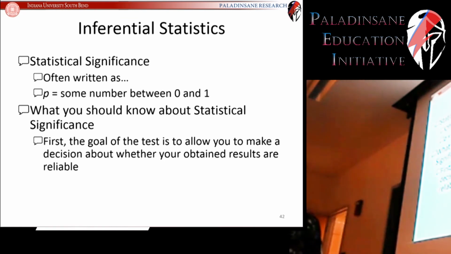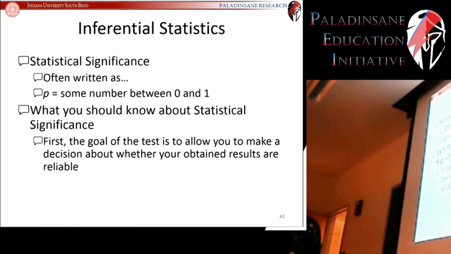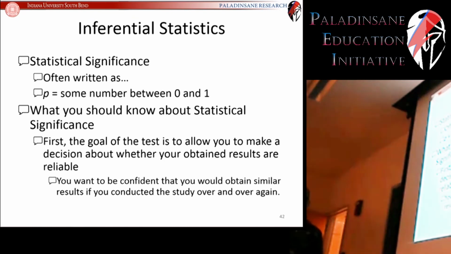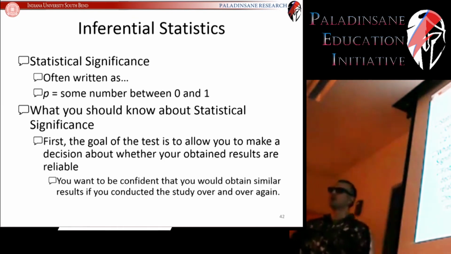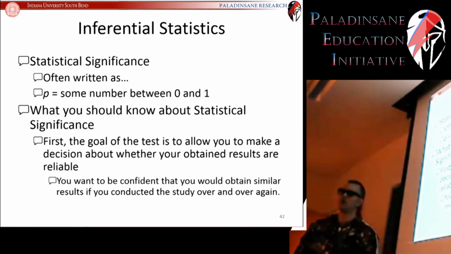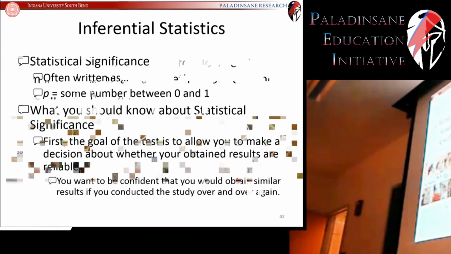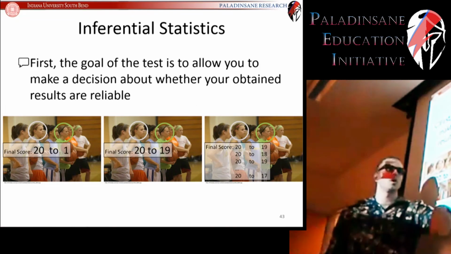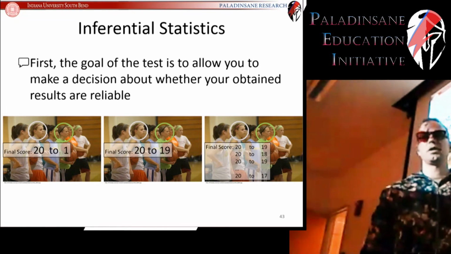So that's what statistical significance means. It's a test to allow you to make a decision about whether your obtained results are reliable, meaning that you are confident that you would get the same result over and over and over again. And that's why we look for sizes of a difference as well as consistency of a difference.